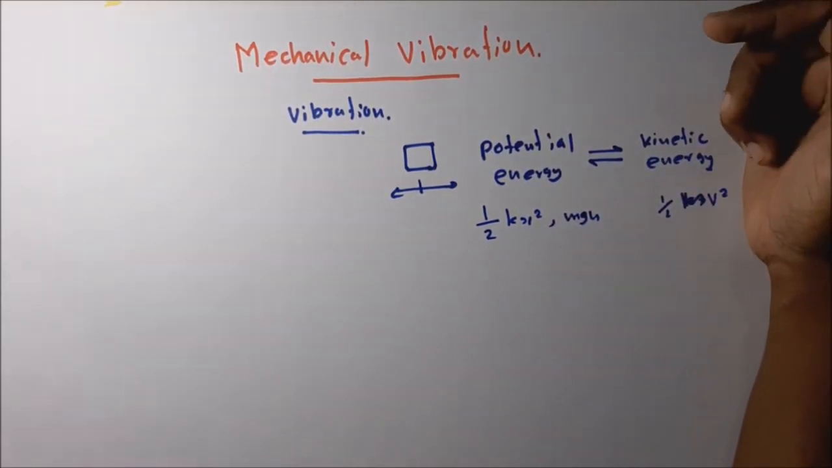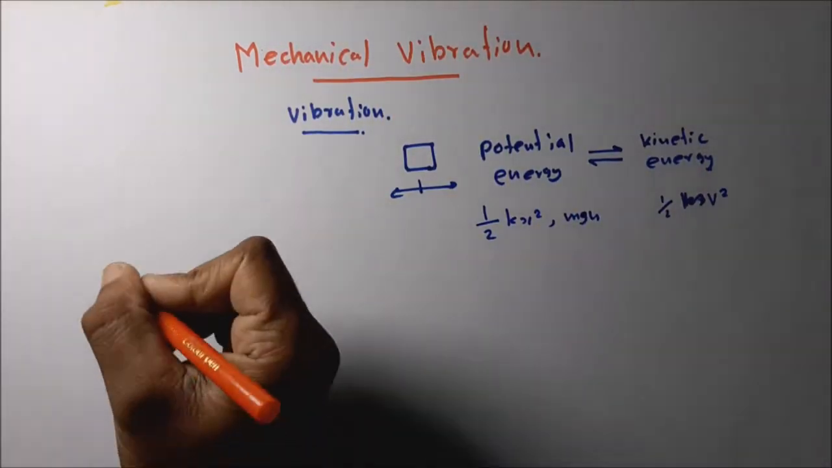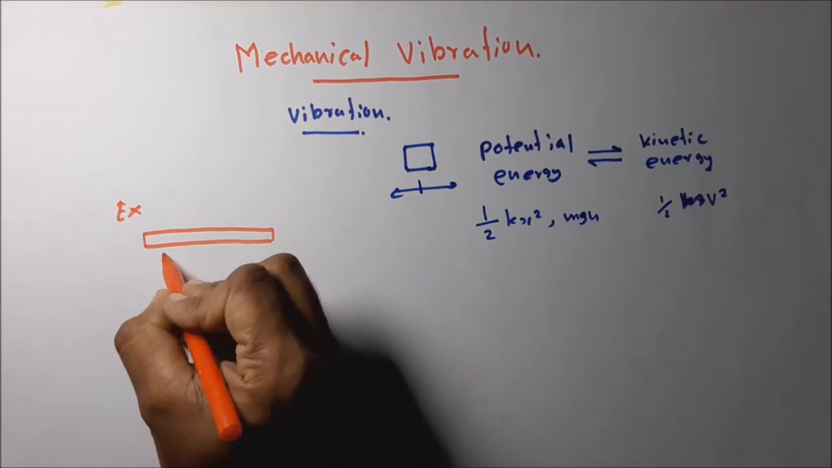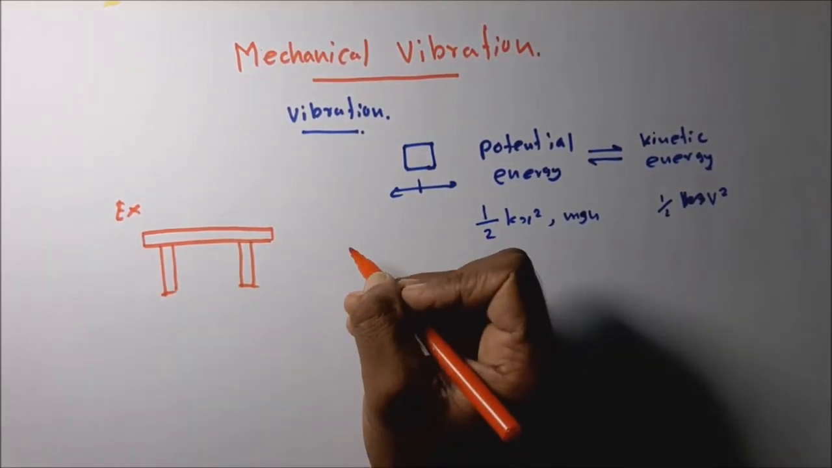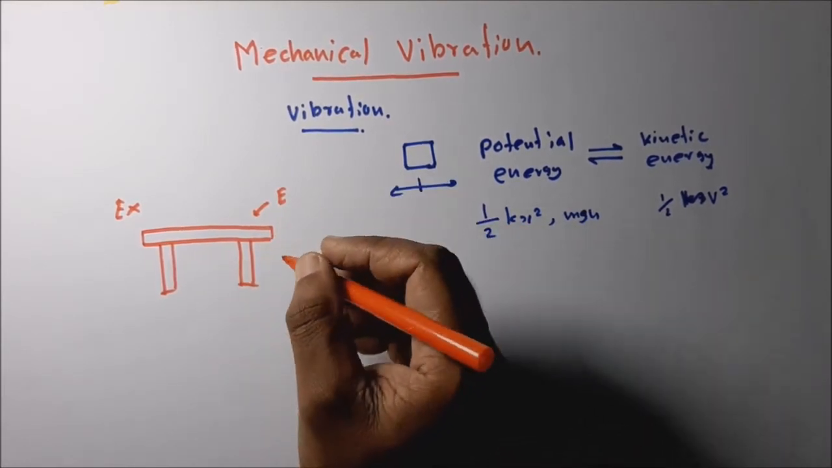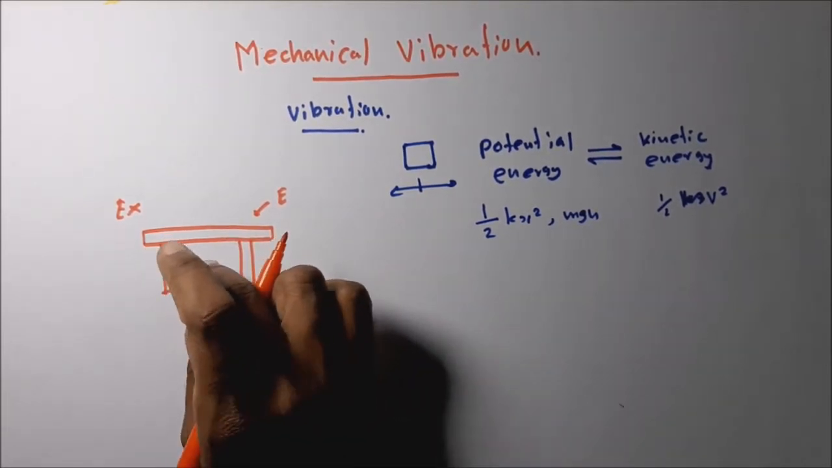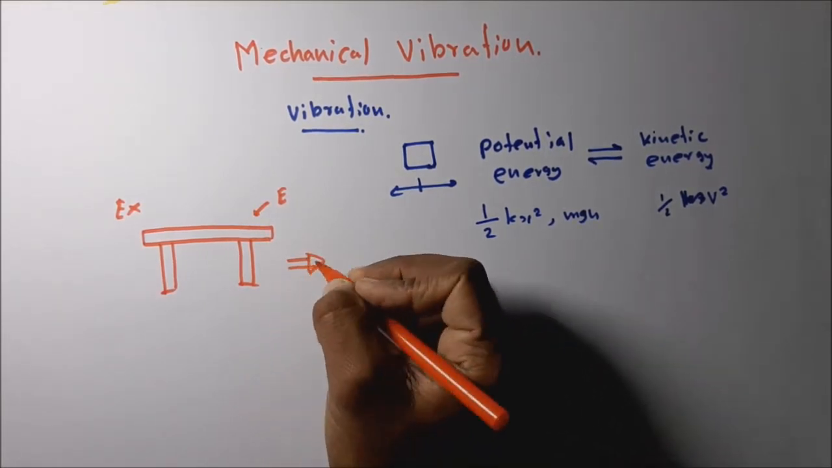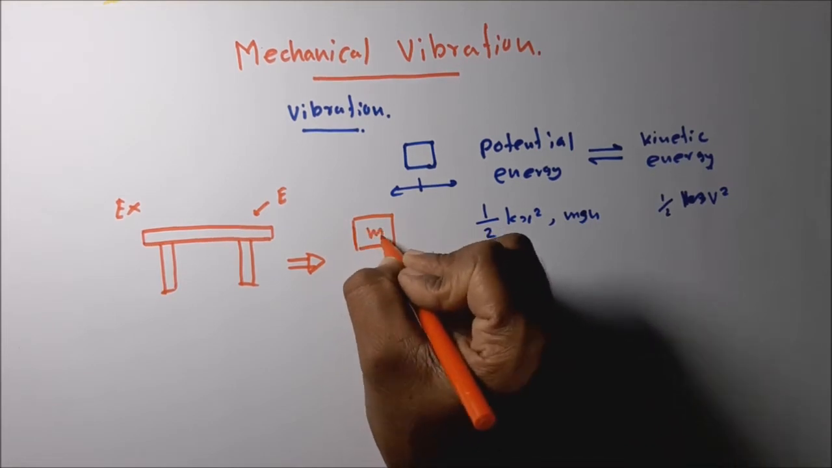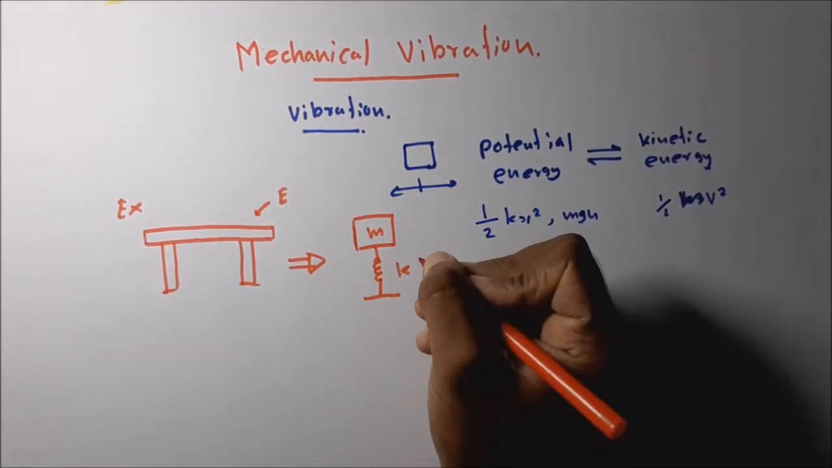For this mechanical vibration, we can draw the equivalent system. For example, let's take a table. These are the legs of the table. If we give it some energy, the table vibrates. The tabletop is mounted on the legs, so for this system we can draw the equivalent system for vibration analysis. For the table top we give a mass, and the stiffness of the legs we can represent by a spring. This is the equivalent system.